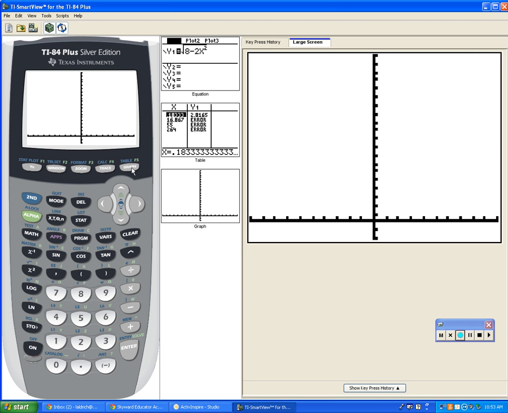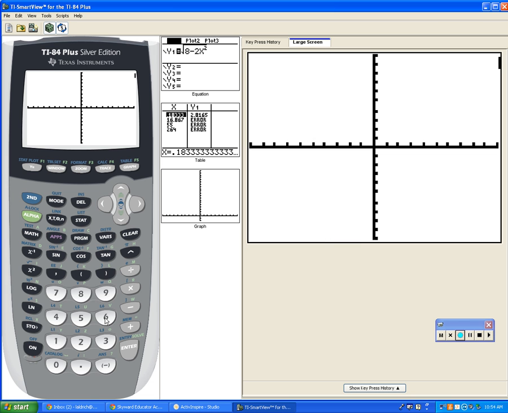Okay, so if I try and graph square root of 8 minus 2x squared with the crazy window that we had before, you can see nothing. So like I said, it's usually a good idea to go back to where things started, -10 to 10. You might want to zoom 6.